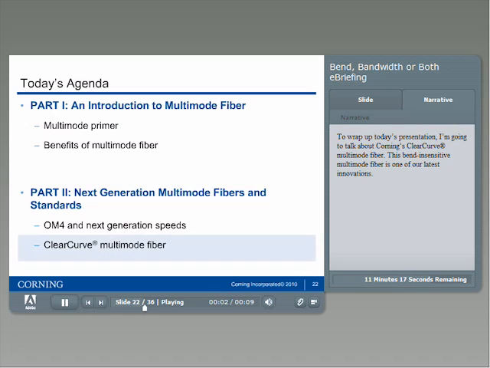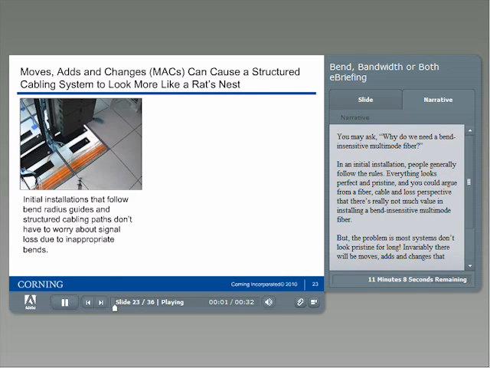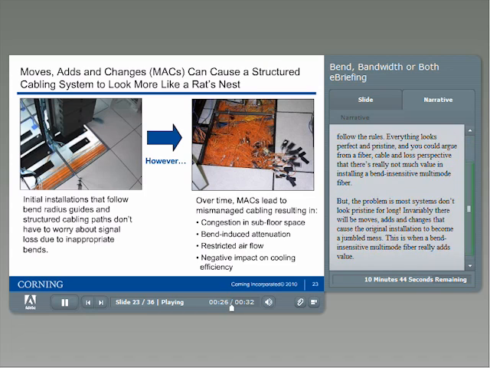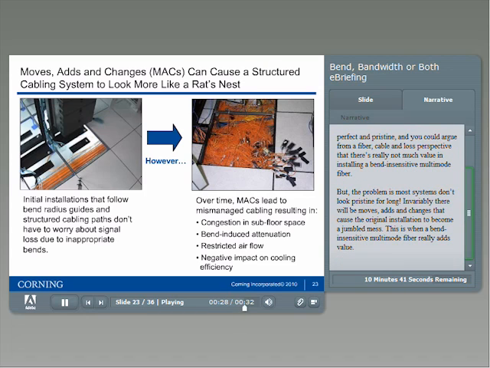To wrap up today's presentation, I'm going to talk about Corning's ClearCurve multimode fiber. This bend-insensitive multimode fiber is one of our latest innovations. You may ask, why do we need a bend-insensitive multimode fiber? In an initial installation, people generally follow the rules, and everything looks perfect and pristine. And you could argue, from a fiber, cable, and loss perspective, that there's really not much value installing a bend-insensitive multimode fiber. But the problem is, most systems don't look pristine for long. Invariably, there will be moves, adds, and changes that cause the original installation to become a jumbled mess. This is when a bend-insensitive multimode fiber really adds value.